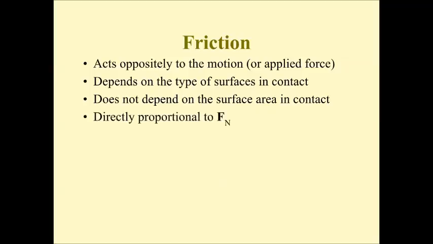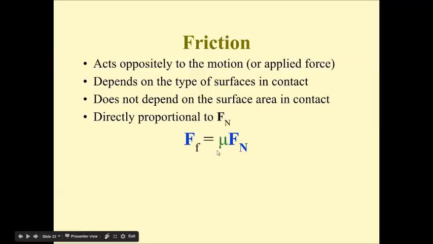It's directly proportional to the normal force, so that as the normal force increases, so does the amount of friction. The formula for friction, you will need this, is F_f equals mu F_n. This little letter right there is a Greek letter mu, and in physics, it stands for the coefficient of friction. We'll look at particulars in an upcoming slide.